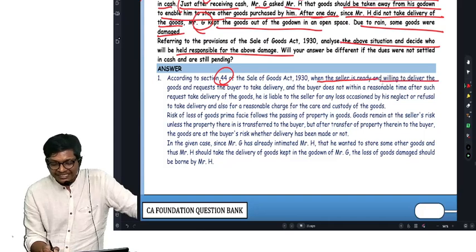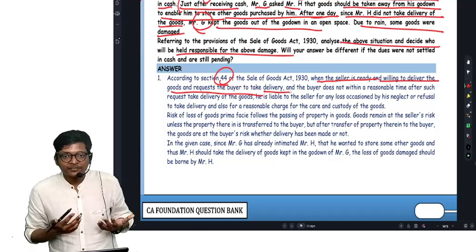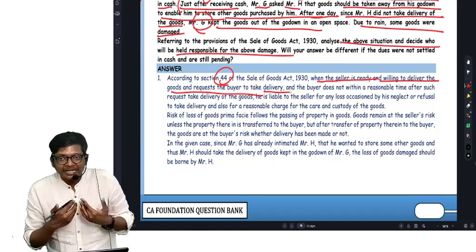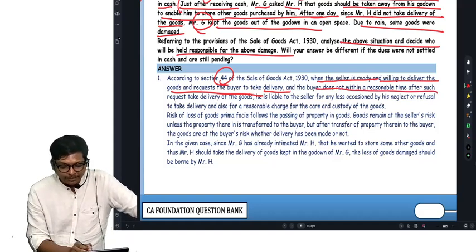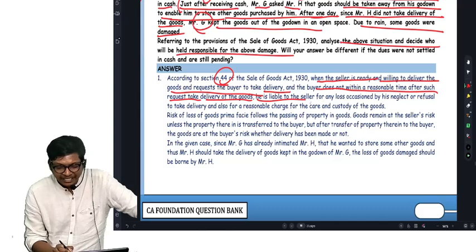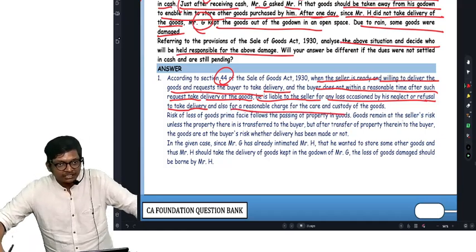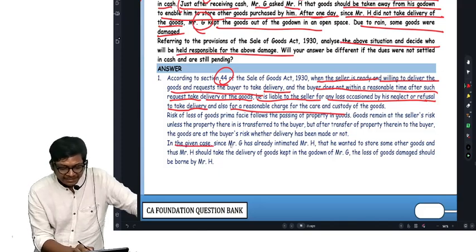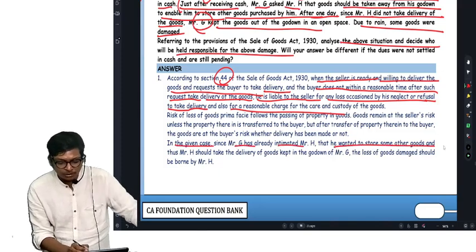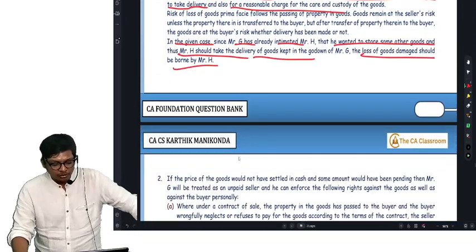When the seller is ready and willing to deliver the goods, the buyer has to take delivery. If Swiggy comes to my house and gives pizza for delivery, I can't say I don't want pizza. I have to accept delivery. And if the buyer does not within a reasonable time after such request take delivery of the goods, he is liable to the seller for any loss occasioned by his neglect or refusal to take delivery, and also a reasonable charge for custody of goods. So the buyer has to take delivery. In the given case, G has already intimated H he has to store some other goods, and thus H should take delivery from the godown. Loss should be borne by Mr. H, who is the buyer.